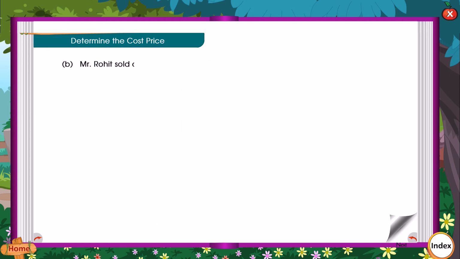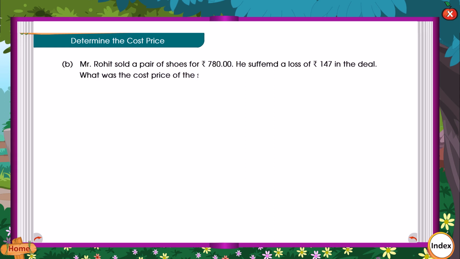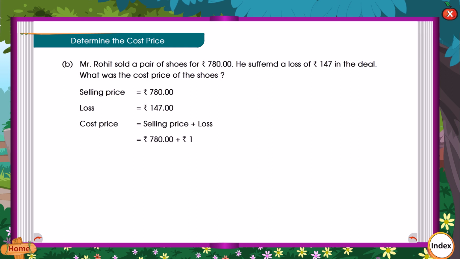B. Mr. Rohit sold a pair of shoes for rupees 780. He suffered a loss of rupees 147 in the deal. What was the cost price of the shoes? Selling price is equal to rupees 780. Loss is equal to rupees 147. Cost price is equal to selling price plus loss is equal to rupees 780 plus rupees 147 is equal to rupees 927. The cost price of the shoes is rupees 927.